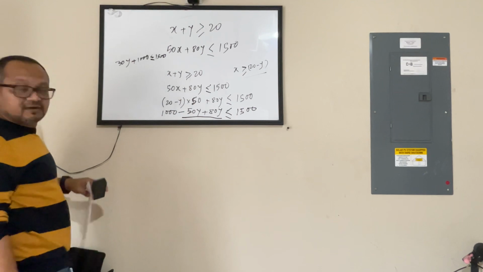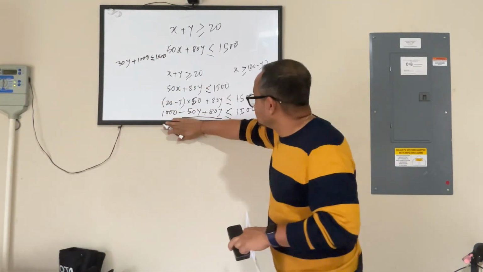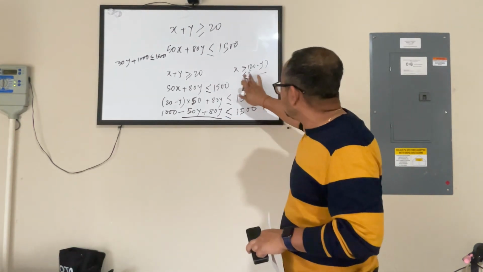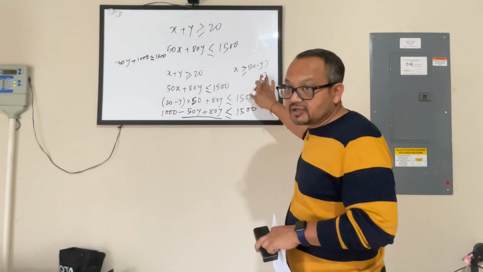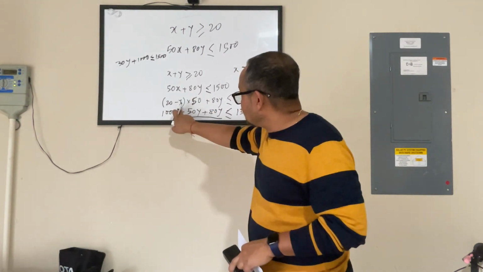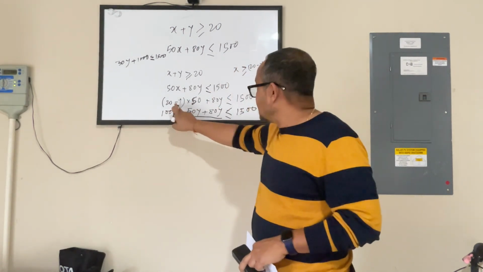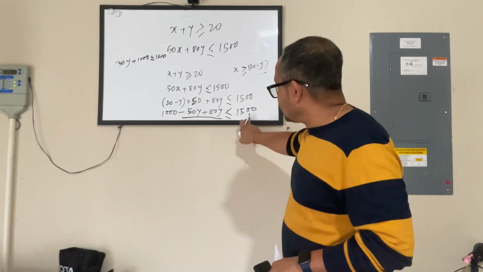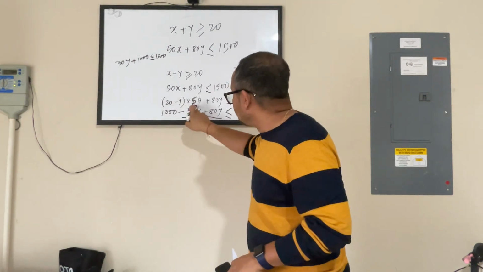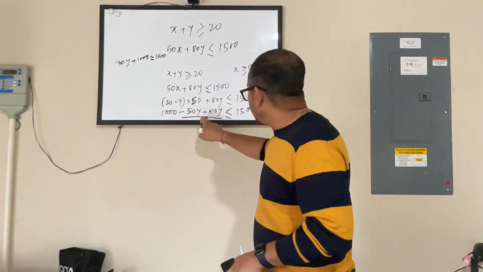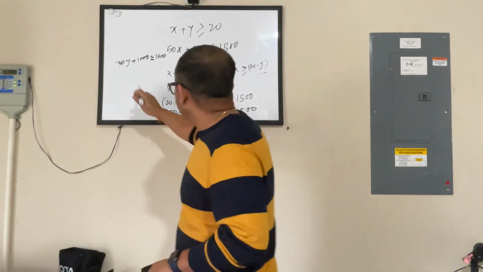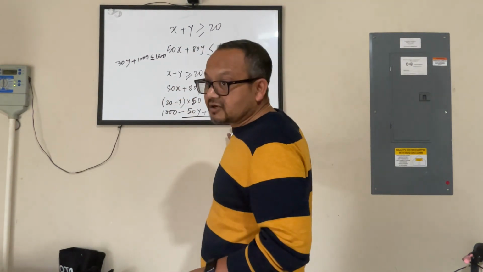So I'm just using this as an equal to sign. I got the value of x from this one. x says that it has to be greater than 20 minus y, so I substituted the value of x in this equation, 20 minus y. What did I get? 20 minus y into 50 plus 80y. I'm just splitting that. 20 into 50 is 1000 minus 50y plus 80y. So this becomes 50y negative plus 80y positive, that is 30y plus 1000 is less than or equal to 1500.